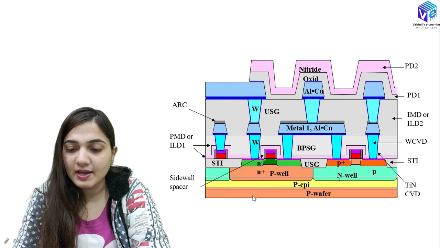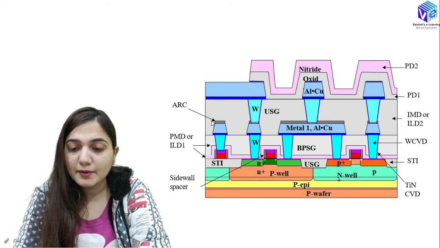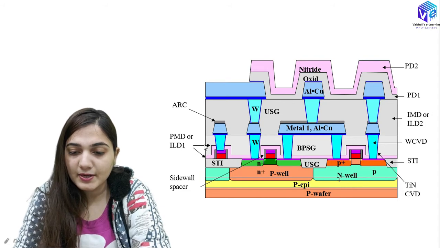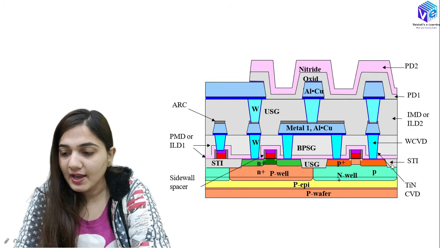So you can see this is the layer which is the ARC coating. Okay, now this is the PMD or ILD1 layer, this is the PMD1 layer, and this wall is the side wall spacer, right? Then we have the shallow trench isolation. This is my TiN CVD. Okay, so for the metallization, here I will have the TiN CVD at the corners, the dark blue layer. Then we have the tungsten CVD inside. Okay, so this is my via fill.